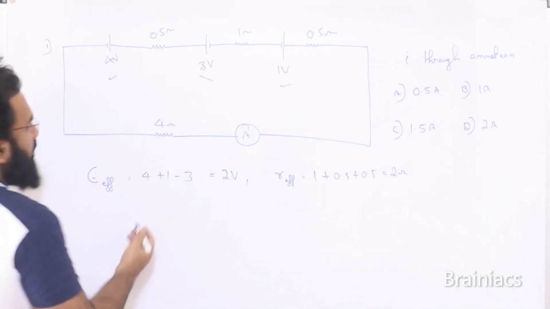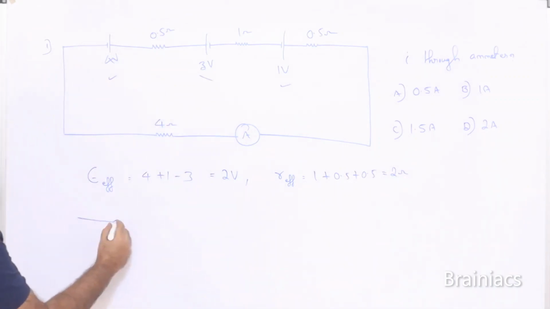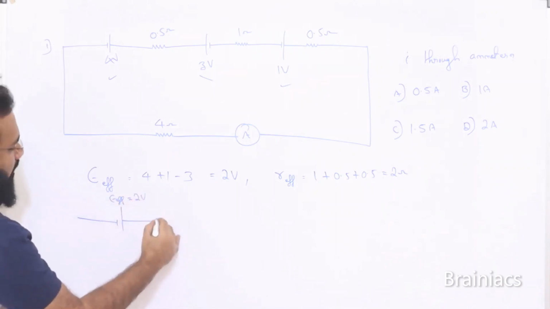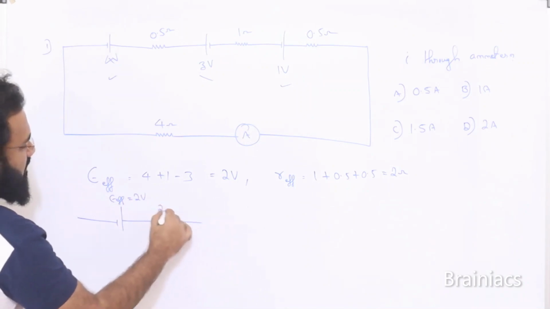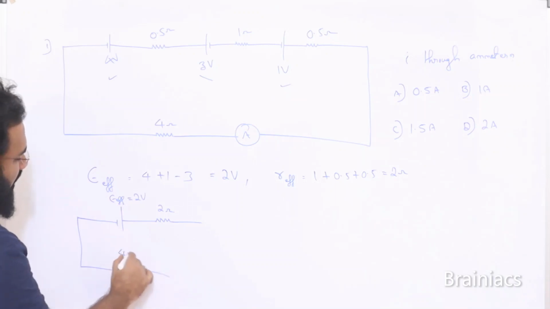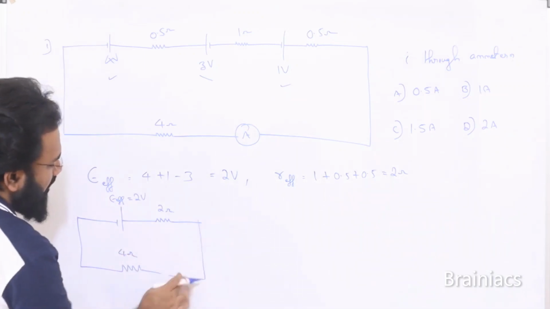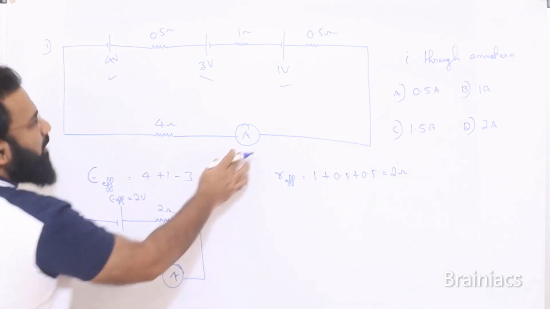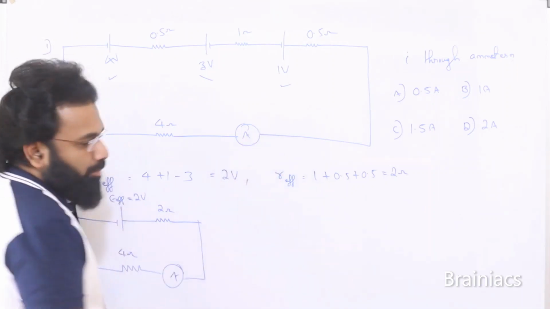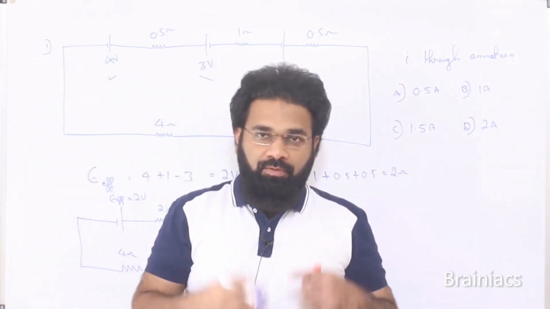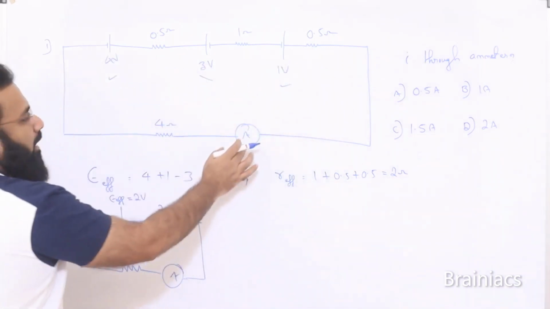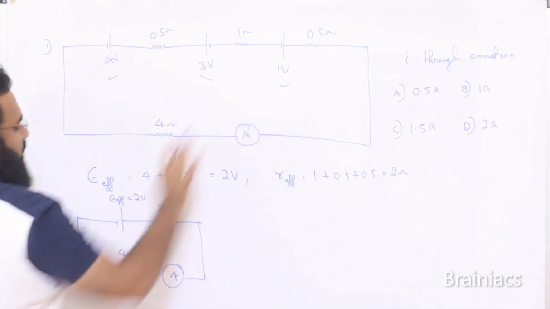So how can we redraw this circuit? We can redraw the circuit in this way. This is E effective, which is nothing but 2 volt, and this is its internal resistance, 2 ohm. Then this is 4 ohm. The reading of the ammeter means nothing but the current through this circuit. This is just an ideal ammeter. Practical ammeter we will learn as a separate topic. No ammeter concepts will come here, we just need to find the current.